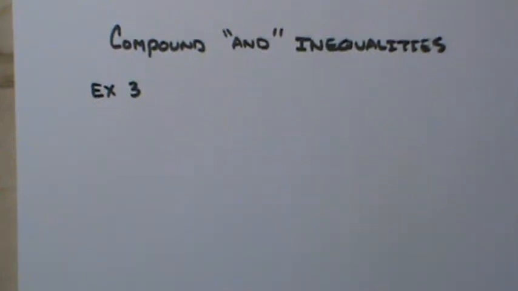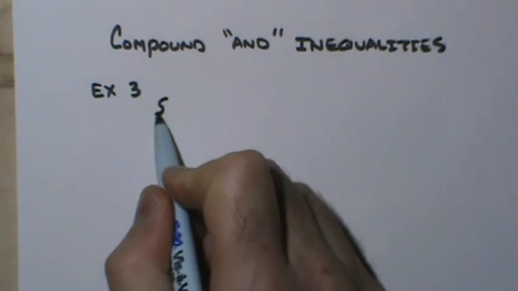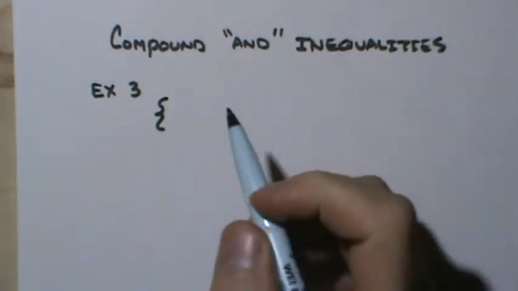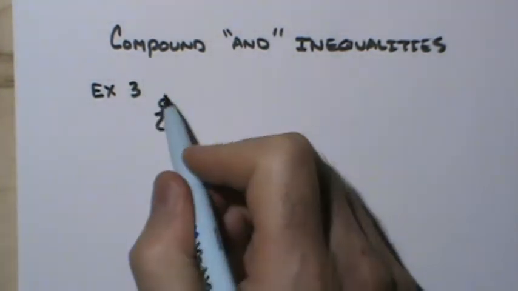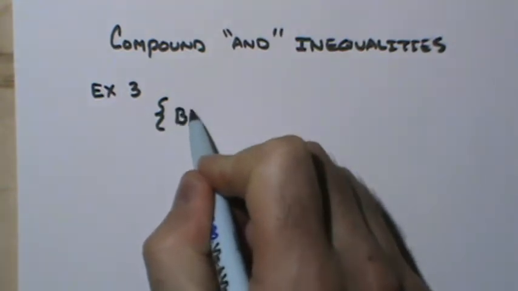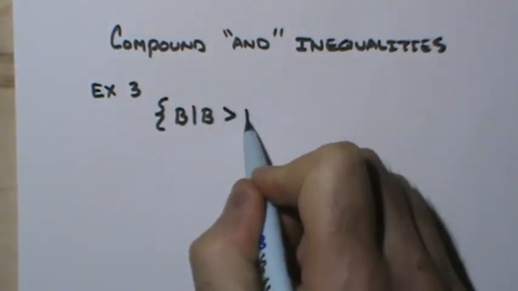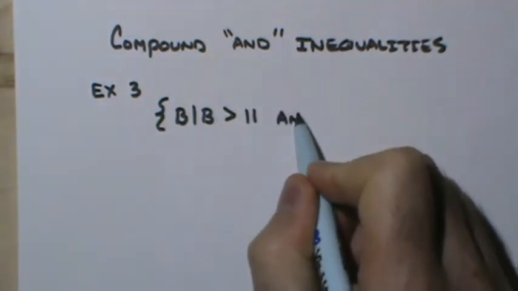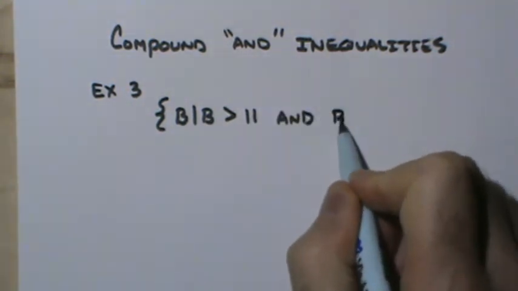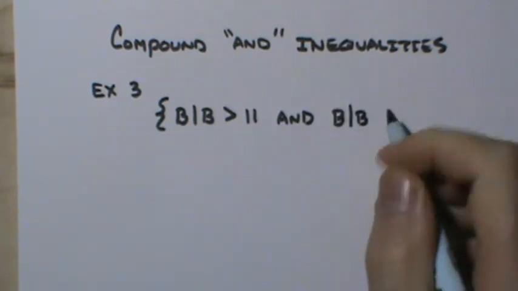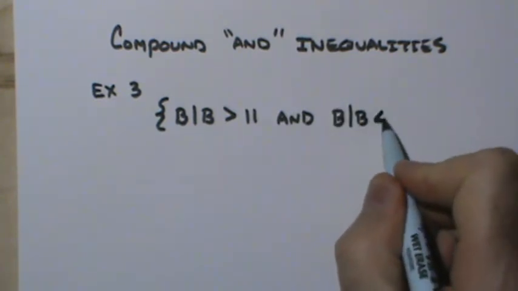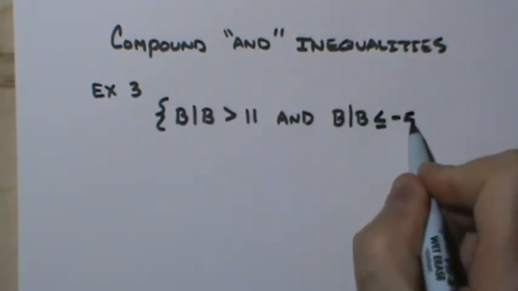If you recall, compound and inequalities can be very restrictive. In example 3, we can see a situation where we're almost too restrictive. We have an example where we say the set of x such that x is greater than 11 and the set of x such that every x has to be less than or equal to -5.